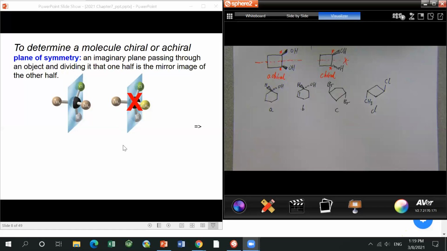So keep in mind, you try to find if any symmetry plane cuts through this molecule and makes one half a mirror image of the other half. If you cannot find such a plane, this molecule will be chiral. If you can find such a plane, then this molecule will be achiral.